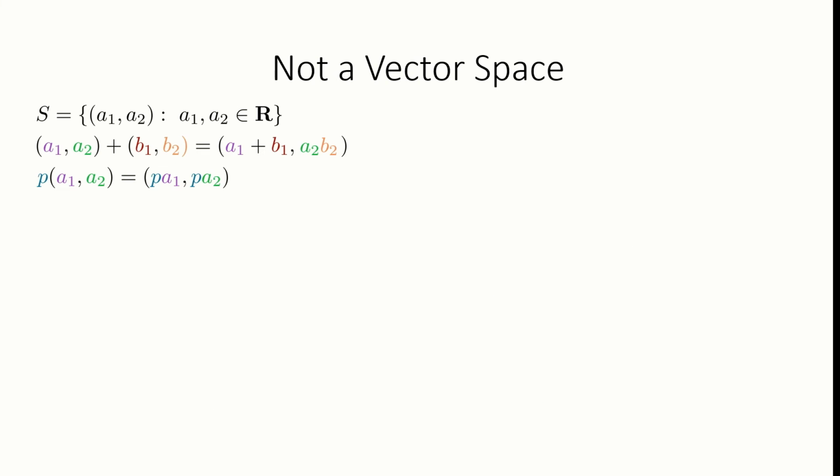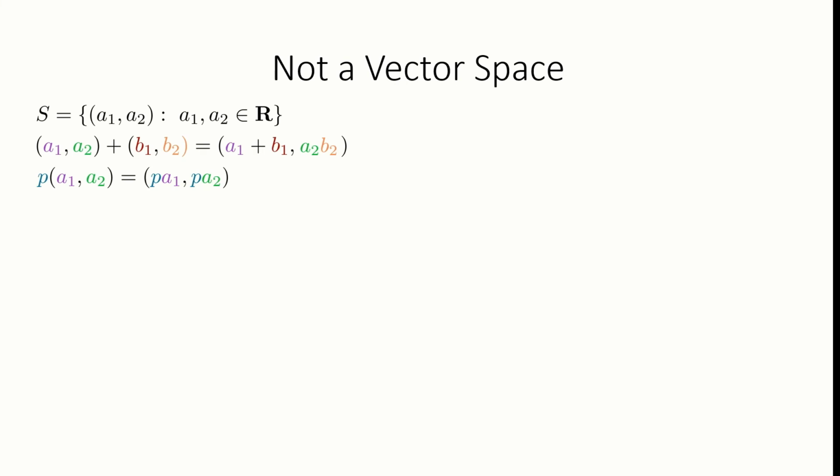Let us look at an example of a set which does not satisfy the conditions of being a vector space. It is the same set of ordered pairs of real numbers. The field of scalars is the set of real numbers. Scalar multiplication is defined in the same way. However, vector addition is slightly modified. Instead of a2 plus b2, we multiply a2 and b2 in the definition of vector addition.